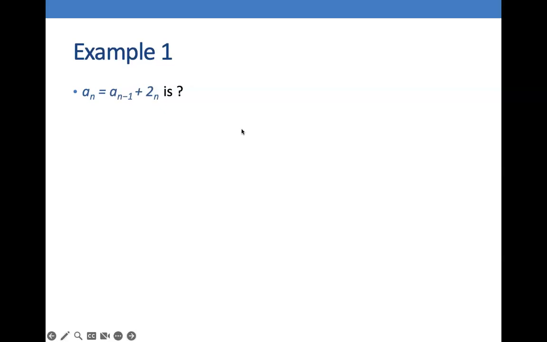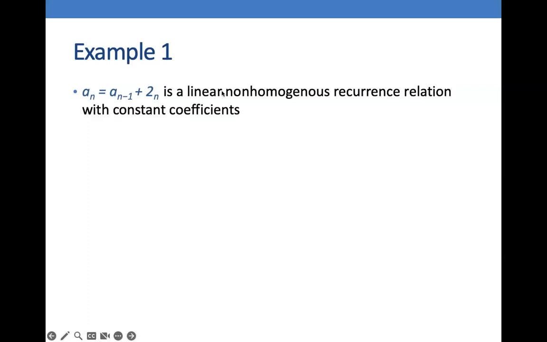A sub n is equal to a sub n minus 1 plus 2n is a linear non-homogeneous RR with constant coefficients. So the coefficient of a sub n minus 1 is constant. And there is the f of n. This is supposed to be 2n, okay, which is equal to 2n.